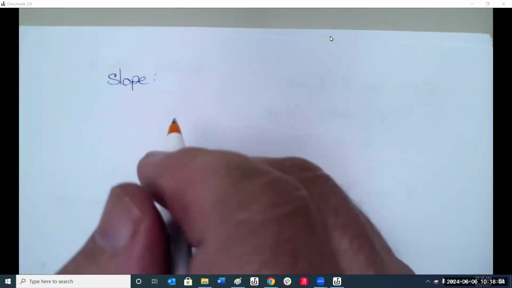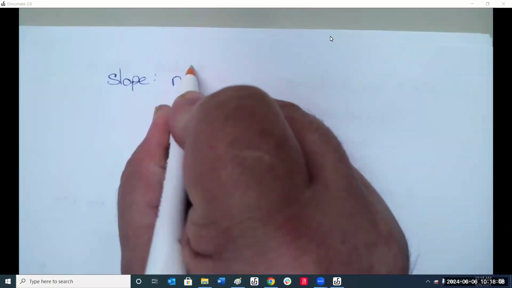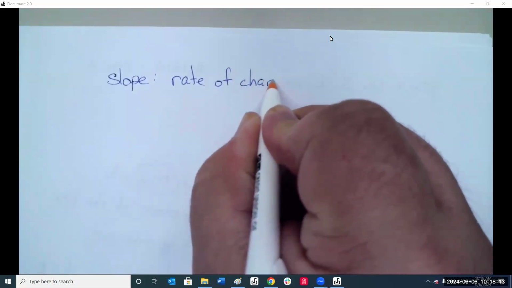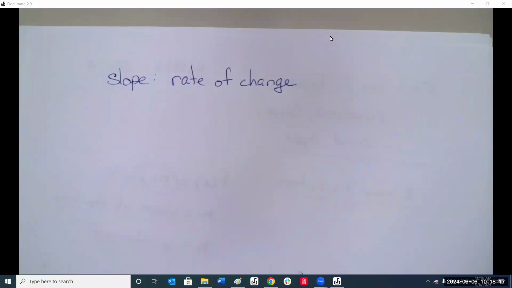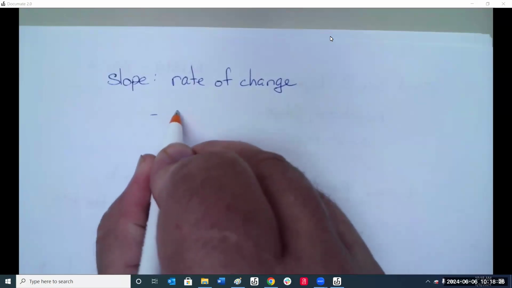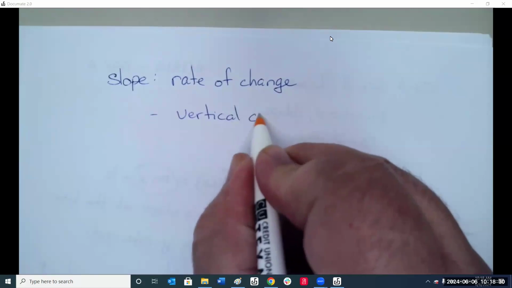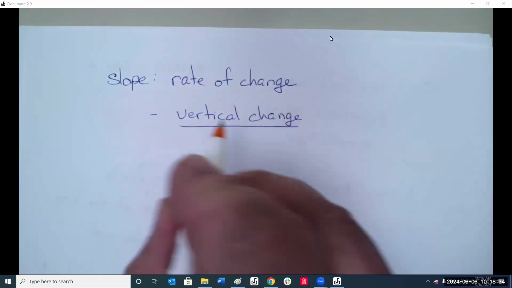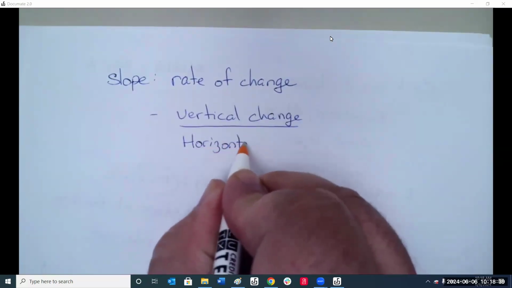So let's look at what slope talks about. What is a slope? How would you define a slope? Mathematically, you'll see a slope as a rate of change. So whenever you see rate of change or slope, it's the same thing. What do you mean by rate of change? It's the vertical change divided by the horizontal change.